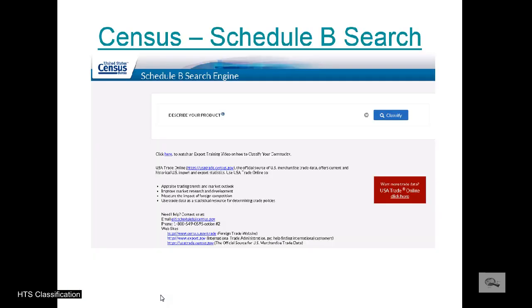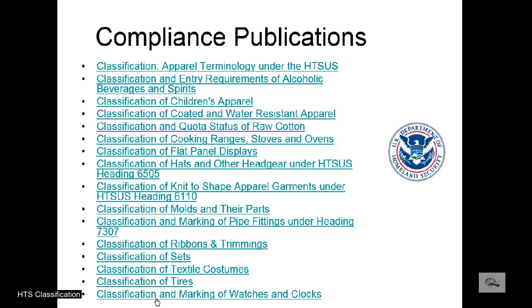Census oversees the Schedule B reporting, primarily used for statistical and license purposes involving exports. They too have a search engine similar to the USITC. This takes the inquirer through different questions about the product to narrow down a likely classification.